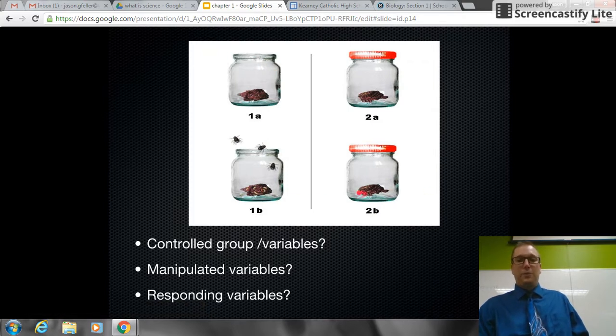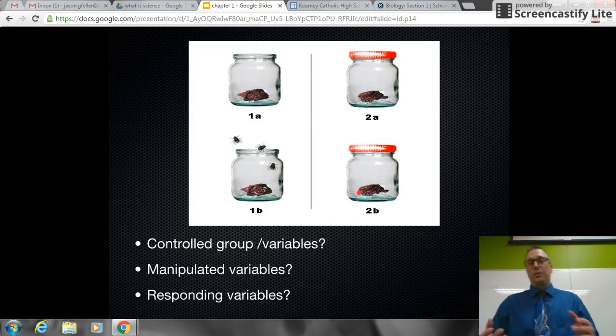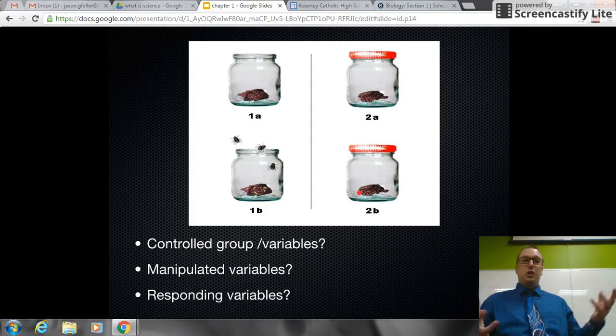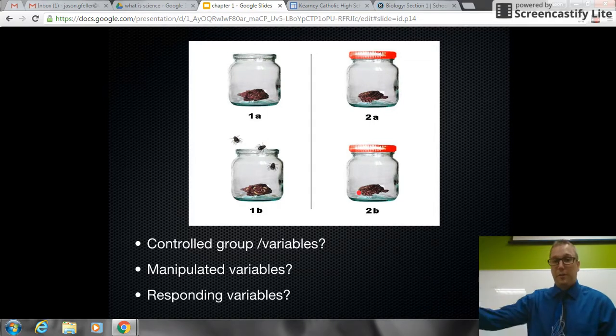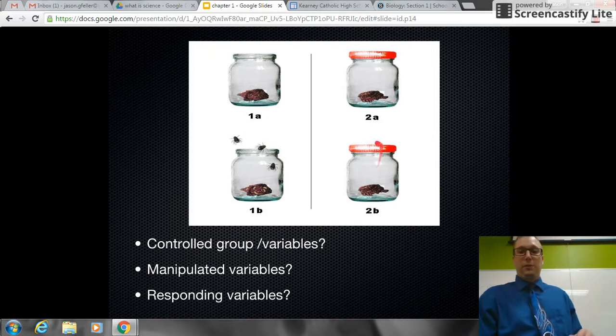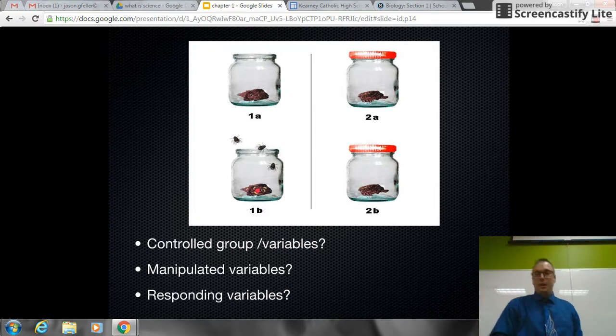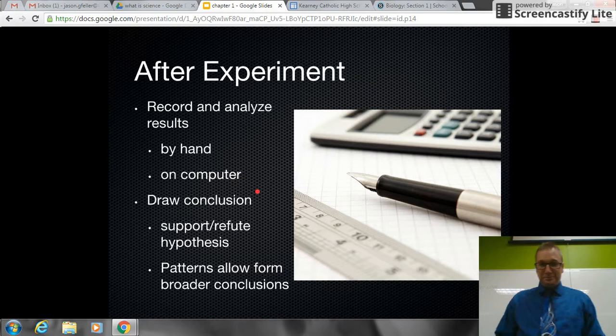So were there maggots or were there not maggots? That is the responding variable, okay, or dependent variable. He found that in the jars he covered, there were no maggots. So he very much supported his hypothesis that the maggots came from flies, because in the covered jars, no flies got there. No flies, no maggots. Flies, maggots. Great! Well, this wasn't the end of the story.